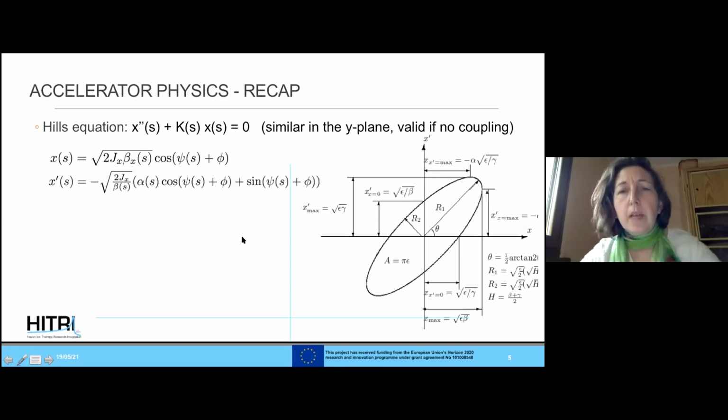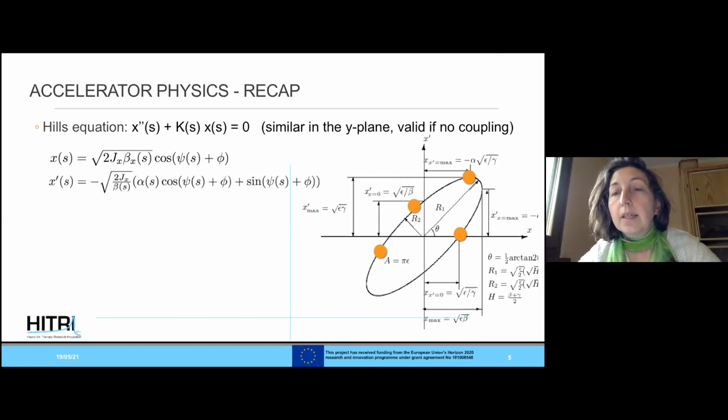This ellipse has a lot of meanings. Here in these slides, I want to highlight the fact that at every turn in the ring, the beam will be on a different position on this ellipse. Okay, first turn, second turn, third turn, fourth turn, etc.